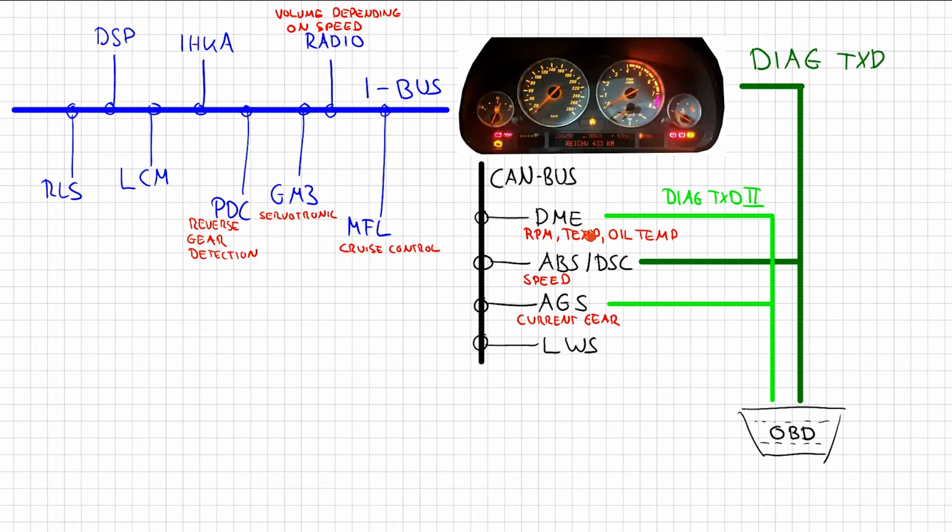To make things even worse, this cluster works like a gateway. So for example, the speed information is also sent on the iBus, and here you can see on the iBus there is the general module, and this also steers the servotronic. This is how easy your wheel is going, or the PDC, the park distance control. Then you don't even have a reverse gear detection and the PDC is not activated automatically, or the radio doesn't get any information about the speed, so it is not changing its volume.